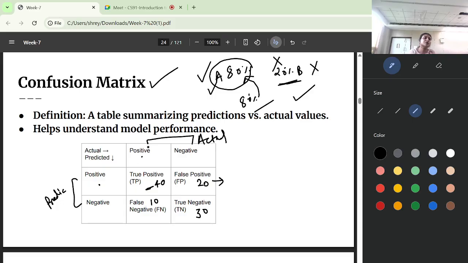So 10 samples which were positive are predicted as negative, and here negative samples are predicted as negative. So this table should be very clear to you.